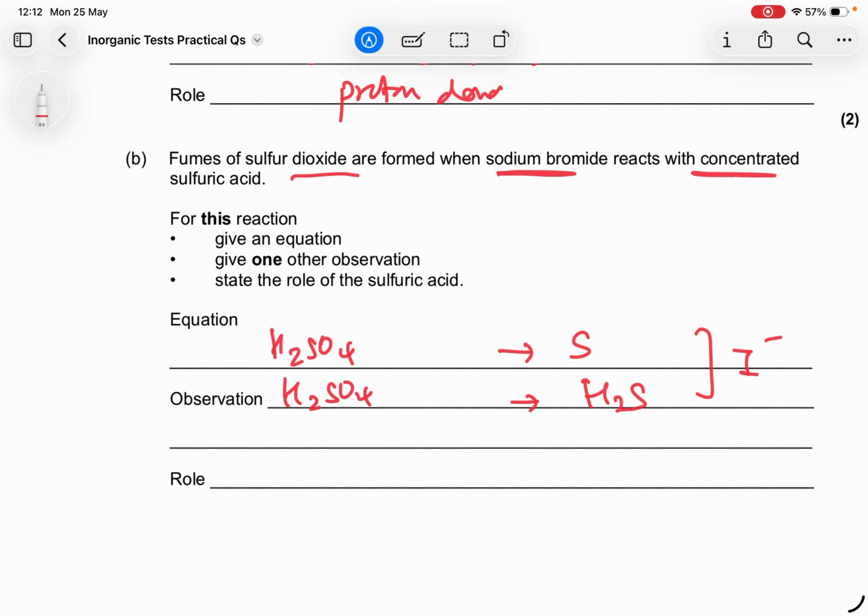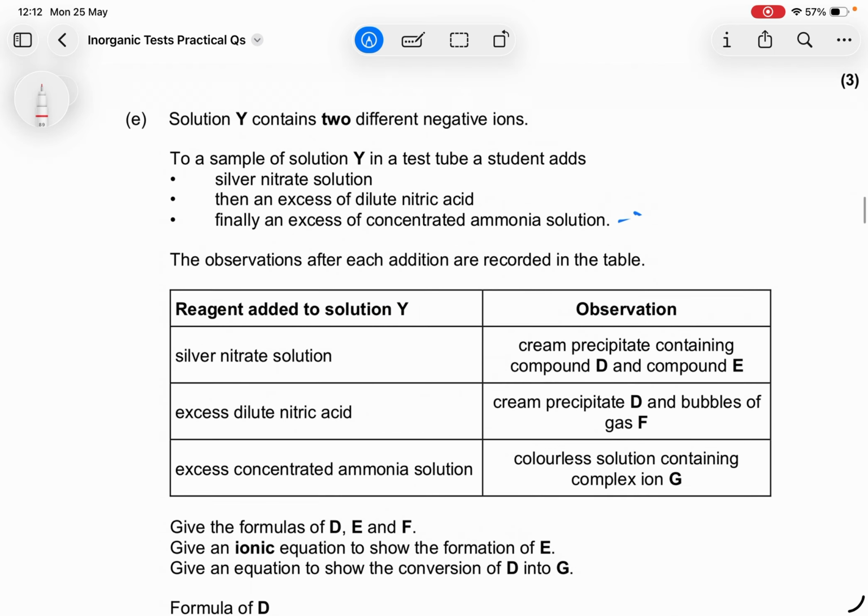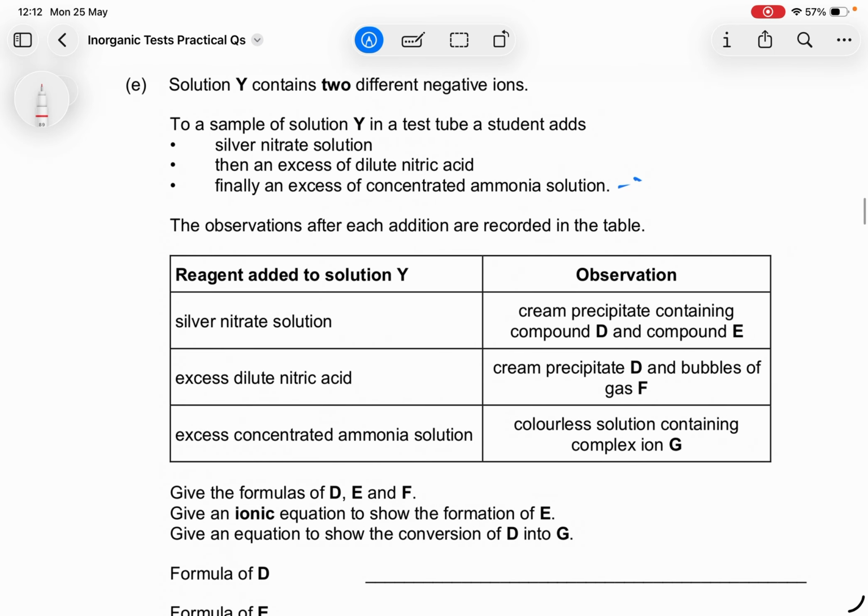Again, look at the repetition. We've had a question before. So the observations will be brown gas fumes produced, and the role here of sulfuric acid is that it's an oxidizing agent, not an acid. It's not behaving as an acid.